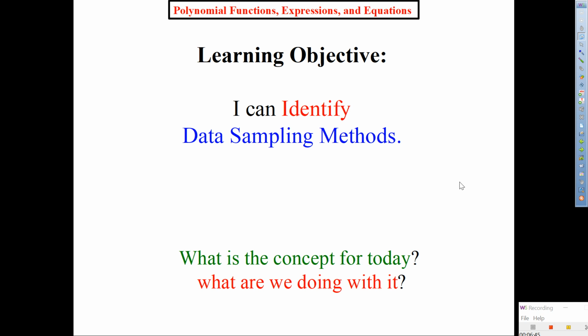All right, our objective for today: identify data sampling methods. We're still with statistics with just the introduction to the basics, and we're moving on, okay?